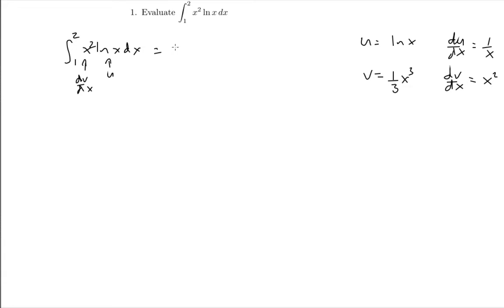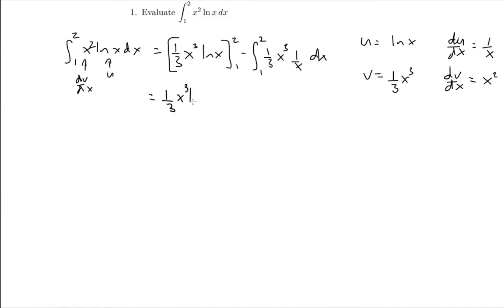I have u times v, which is 1/3 x cubed times ln x. And of course, this has to be evaluated from 1 to 2 because this is a definite integral. And the other part of the formula says I still need to integrate from 1 to 2 of v, which is 1/3 x cubed, times du by dx, which is 1 over x dx. Okay, so this is still 1/3 x cubed ln x, and I'm just going to save all the evaluation to the end. Minus the 1/3 can come out. This x cancels out with the x cubed a little bit, so this becomes the integral from 1 to 2 of x squared dx.